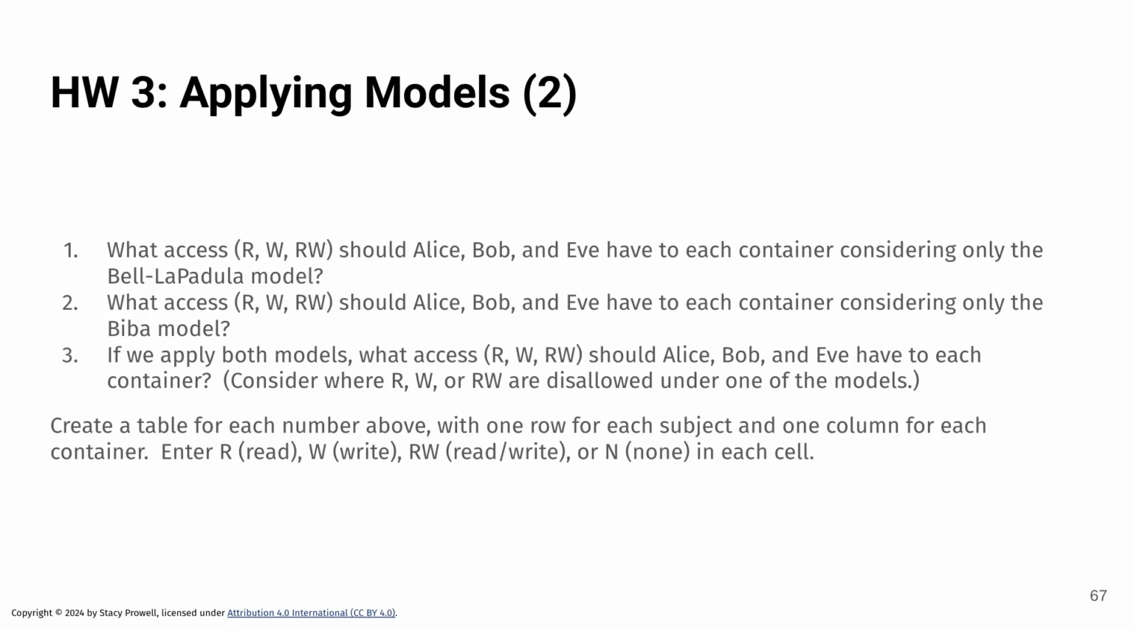Wow, that seems like the access control matrix we just talked about. Feels like that, doesn't it? Enter read, write, or none in each cell. So each cell should have something in it for each one of these. And I want you to do one of these for the Bell-LaPadula, the Biba, and then I want you to consider both, right? And give me the combination of the 2. And you have to think a little bit about that last one. That's it.